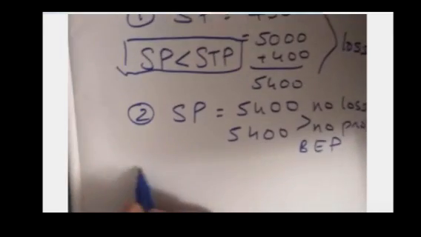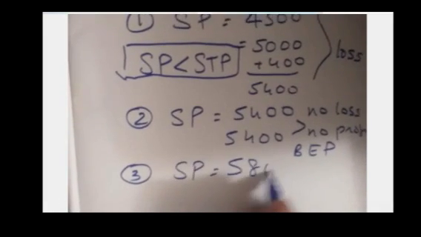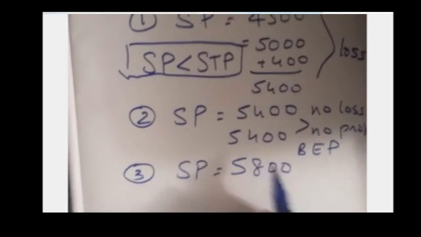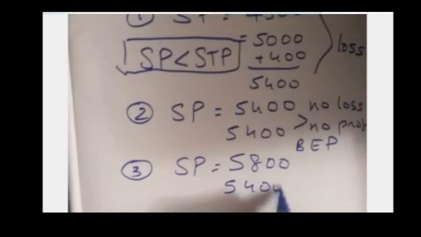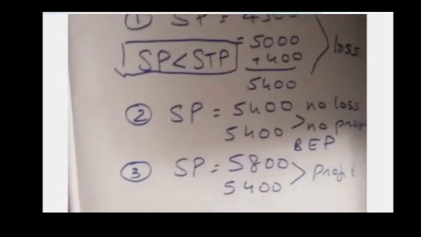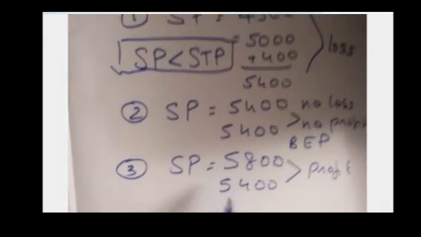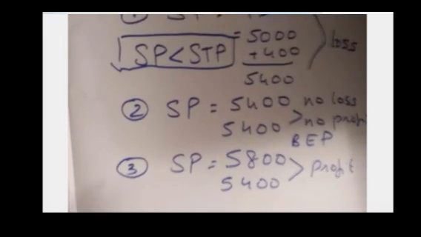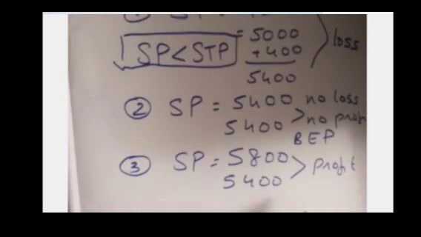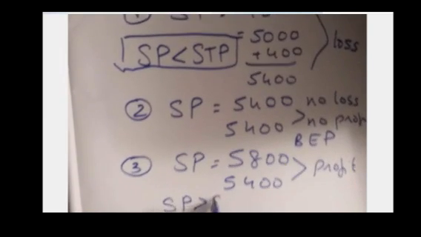Now the third scenario, where the spot price is 5,800. The strike price is 5,000 plus the premium he has to pay, so in total he has to pay 5,400. So here it is a profit for him. He is buying a share which is currently costing 5,800 at rupees 5,400, which clearly means he is getting a profit of 400 rupees. So he will exercise that option when the spot price is greater than the strike price.